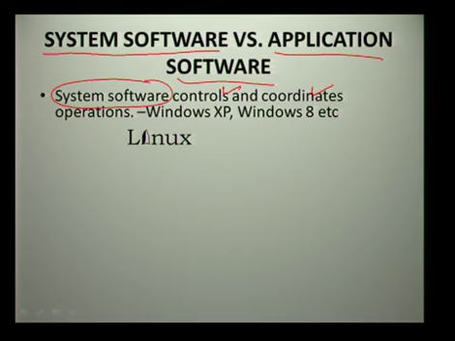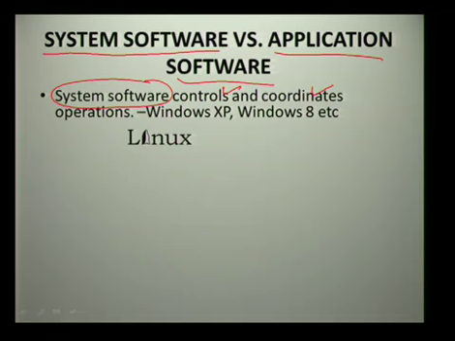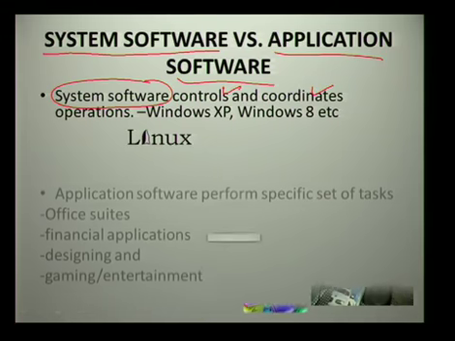Examples are your Windows. You can never use a computer if you did not install your Windows, whether you have Windows XP, Windows 8 or Windows 7. Another example would be your Linux, which is normally a free software which you get for your operating system.